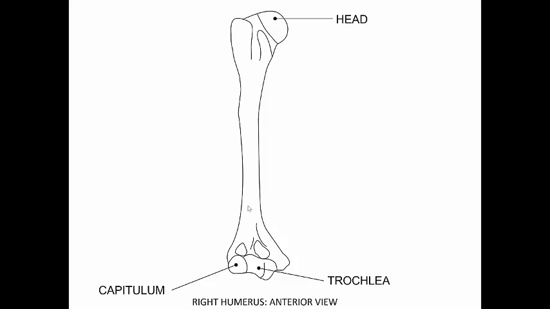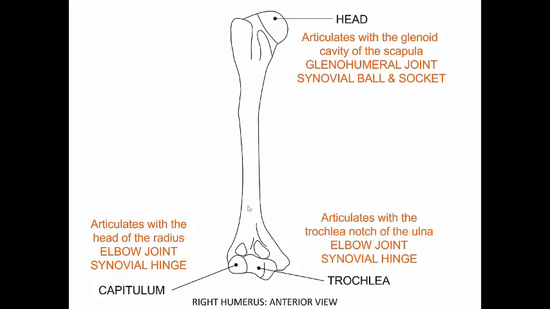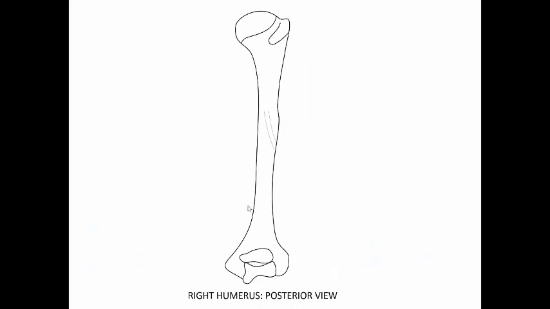If we have a look in more detail at the joints that are formed by the humerus, the head articulates with the glenoid cavity of the scapula, and together they form the glenohumeral joint, which is classified as a synovial ball and socket joint. At the distal end, the capitulum articulates with the head of the radius, and the trochlea articulates with the trochlear notch of the ulna, and together these three bones form the elbow joint, which is classified as a synovial hinge joint.